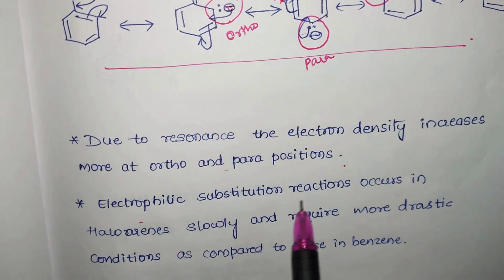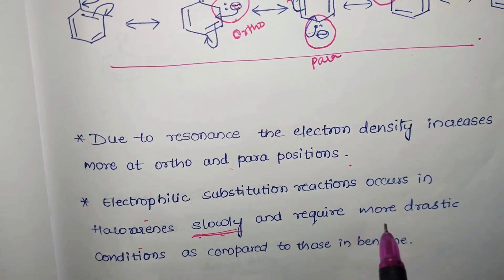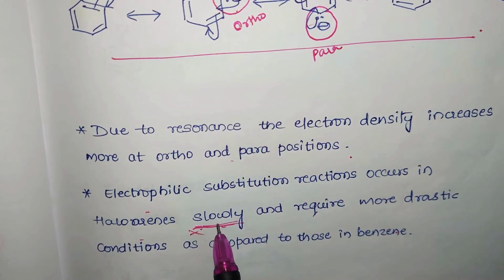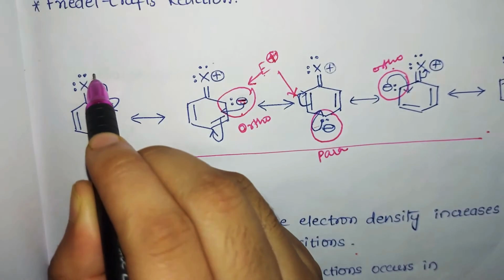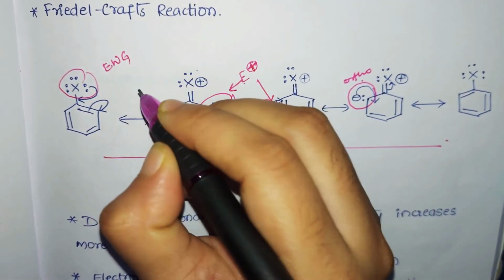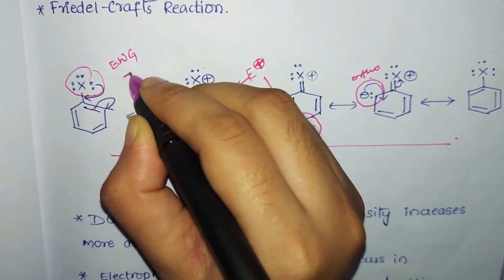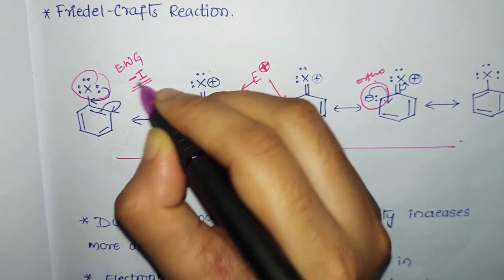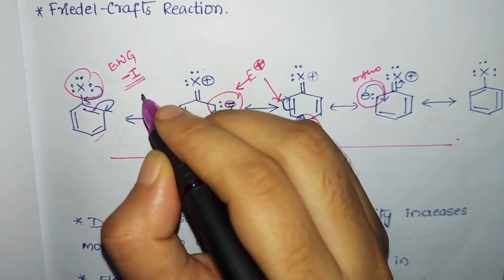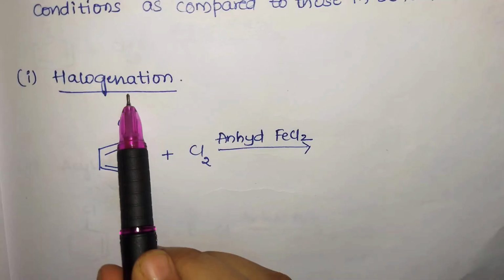Thus, the electrophilic substitution reaction occurs in haloarenes, but it is slow and requires more drastic conditions as compared to those in benzene. With benzene, you have already studied it in your first PUC. We will see why it occurs slowly: because halide is an electron withdrawing group. It has a tendency to withdraw electrons from the benzene ring towards itself, thus decreasing its reactivity due to negative inductive effect. But due to the presence of a lone pair, it gives electrons to the benzene ring and also shows which effect? Positive resonance effect, or plus M effect. So we'll see the reactions here.